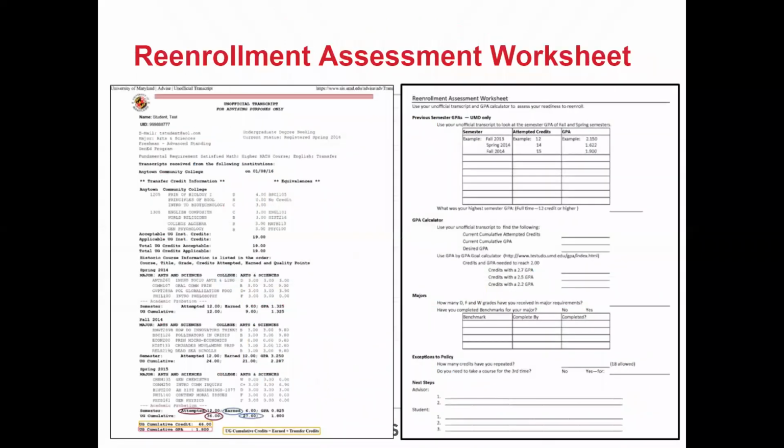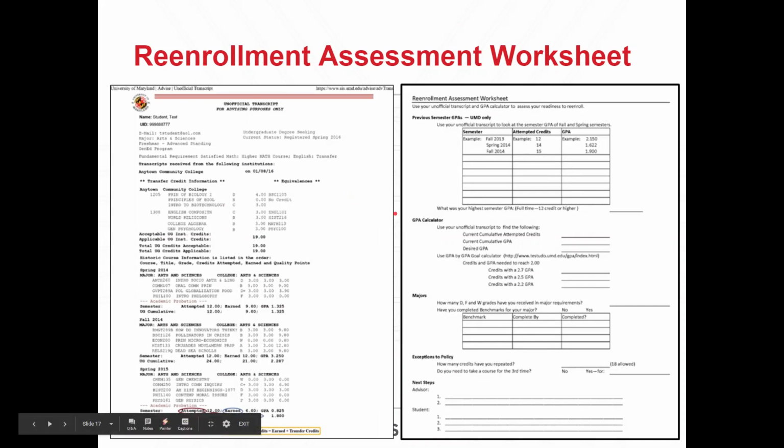The re-enrollment assessment worksheet is here on the right side of your screen, and a transcript is on the left side. This is similar information to what we send to our faculty petition board when they review the application. The first part is looking at previous semester GPAs. So in our example here on the left, the student's first semester GPA was a 1.325. Their second semester GPA was a 3.250. Their third semester GPA was a 0.825.